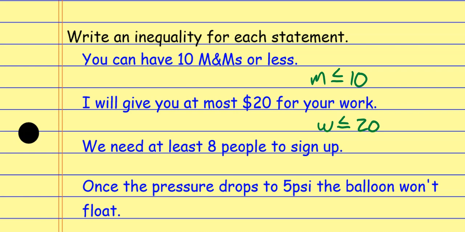Okay? Next one said we need at least 8 people to sign up. Okay, so I'm going to use a P for people. And it says I want at least 8 people, so I need a minimum. The smallest I could have is 8, or I could have more. So think about that from the perspective of inequality. That means it's greater than or equal to 8. Okay, so I could have 8 or I could have bigger than 8. I could have 9 or 10 or 12, all right? All right, as long as I have a minimum of 8.